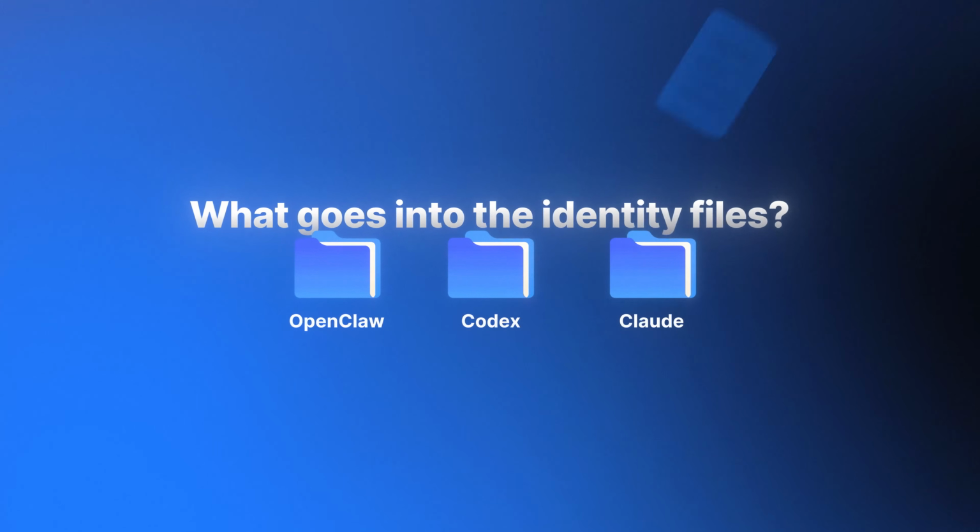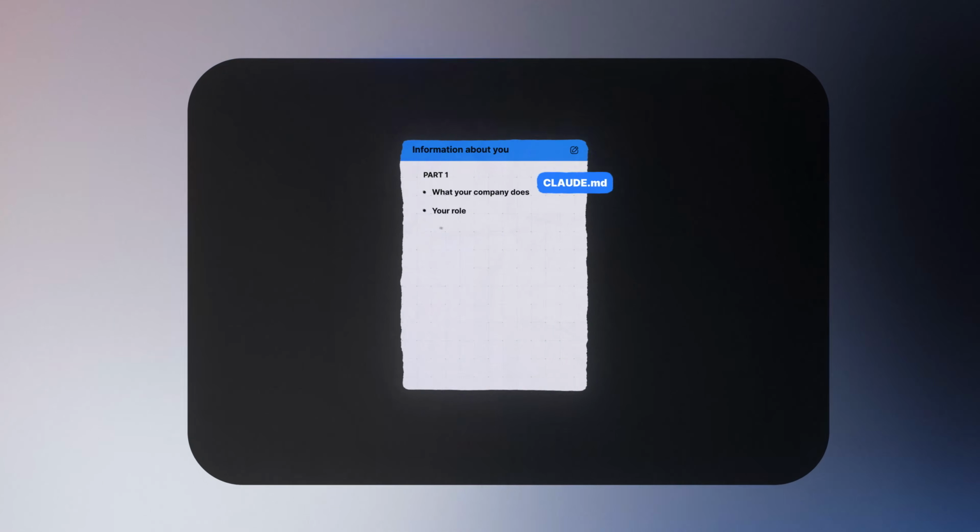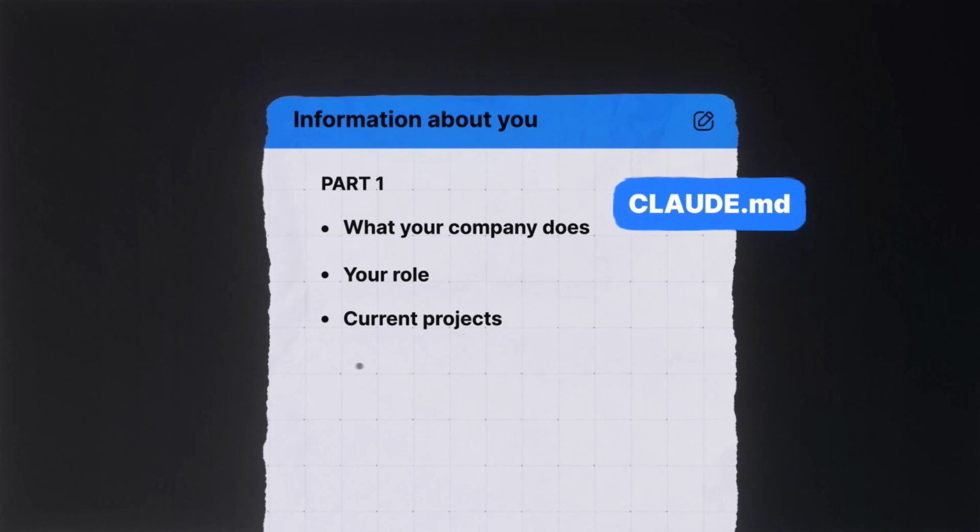So next question is what goes into the identity files. Part 1 is information about you. For example, what your company does, your role, the projects you're currently working on, the people on your team that your agent should know by name. Add just a few sentences on each one of these. Just enough context that any new colleague would like to have on day 1.